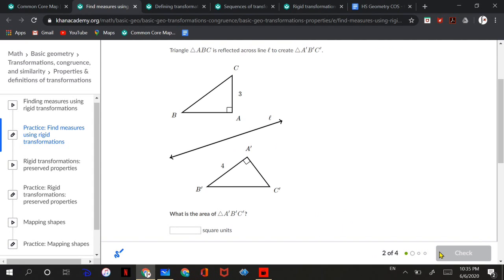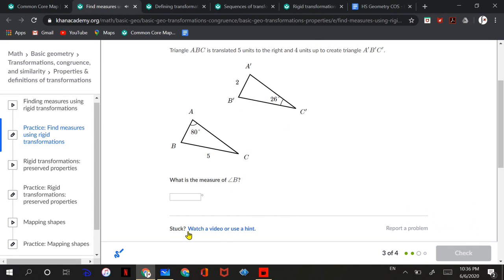What is the area of ABC? Pause the video and do it. Okay, since we know that they have been reflected, again a rigid transformation, they're congruent. 4 times 3 is 12, divided by 2 is 6, because length times width divided by 2.